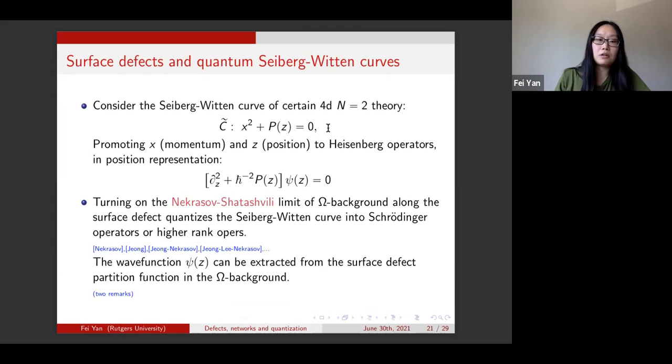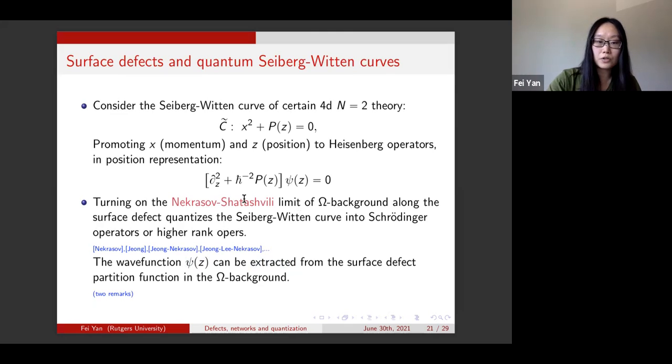So one way to think about this canonical one is to turn on the Nekrasov-Shatashvili limit of the omega background along the surface defect. And that will quantize your Seiberg-Witten curve into a Schrödinger operator or higher rank opers. And this business has been studied more or less recently by these people. And there's an actual ingredient in this quantization procedure, namely, you could extract this wave function psi here from the surface defect partition function in the omega background. Why do I say extract? Concretely, what you do is not directly take the Nekrasov-Shatashvili limit, but you turn on the full omega background, compute the surface defect partition function, and then you take the NS limit.